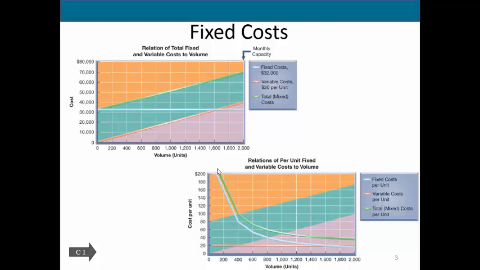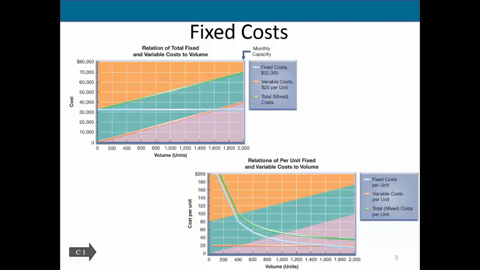So let's say again our total fixed costs are $32,000. What would be our per unit fixed cost if we made, say, 1,000 units? You simply take $32,000, divide that by 1,000, and that tells us that our fixed cost per unit is $32. So at 1,000 units, our fixed cost per unit here is $32. Our variable cost per unit is $20 because it's always $20 per unit. Add $32 plus $20, and that gives us a total cost per unit of $52.